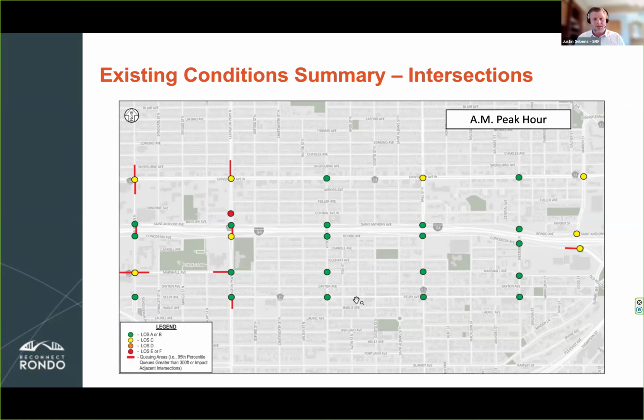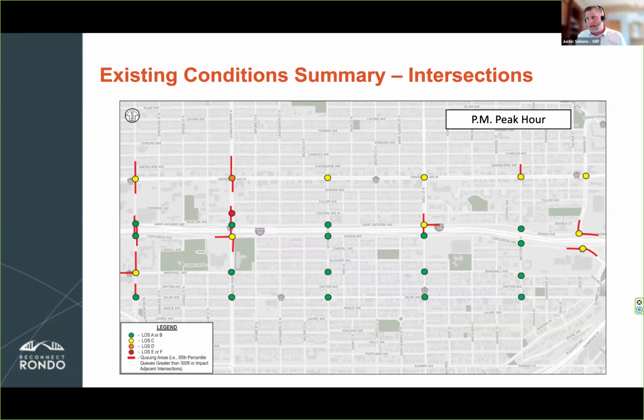The AM peak, we do have some locations where we're starting to see some operational issues. Really what you're looking for on this figure is anywhere where we have a red circle or a red line. Those red circles are locations where we're seeing level of service E or F at an intersection level from an overall perspective. And locations where we see those red lines, that's where we have queuing that either exceeds 300 feet or impacts an adjacent intersection. So those are the locations that we want to focus on. Next slide, please, Keith.